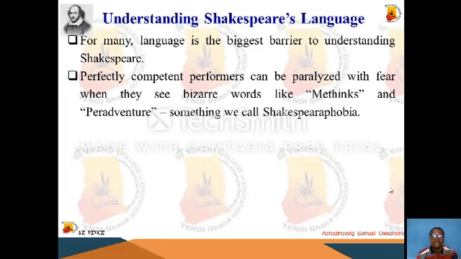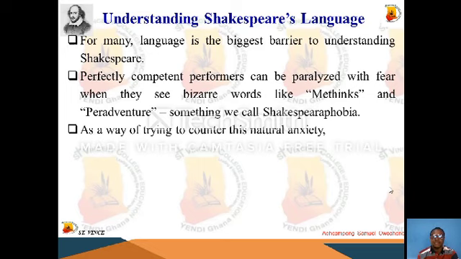Now, perfectly competent performers can be paralyzed with fear. In fact, I want to say perfectly competent readers like you can be paralyzed with fear when they see bizarre words like methinks, peradventure, something we call Shakespeareophobia. I mean, fear of Shakespeare's language, fear of Shakespeare words, and fear of Shakespeare's style of writing.